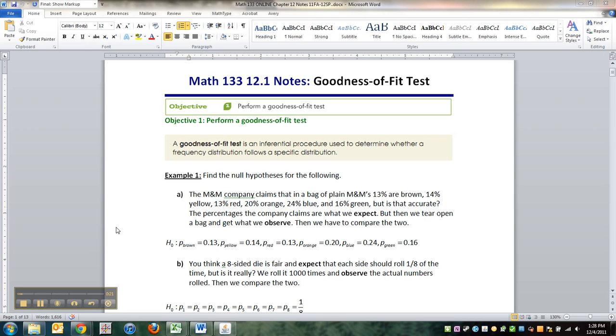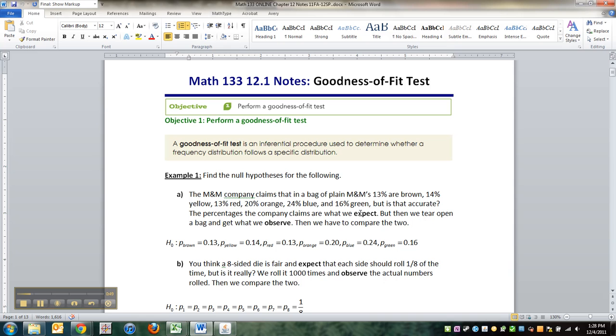Okay, so the first test we're going to learn is something called a goodness of fit test, in which you're trying to determine whether the proportions that you see follow a specific distribution. For example, M&Ms come in different colors. The company claims on its website that these are the percentages that they produce. 13% in a bag are brown, 40% are yellow, and so on. Of course, it'd be for a bag of plain M&Ms. But is this accurate? So that's what they claim.